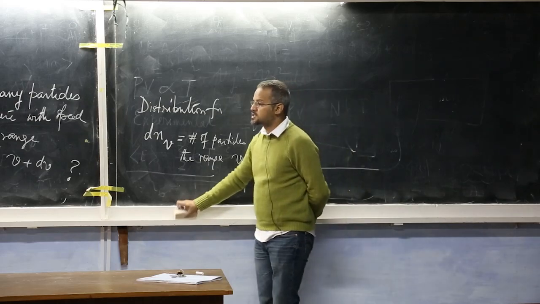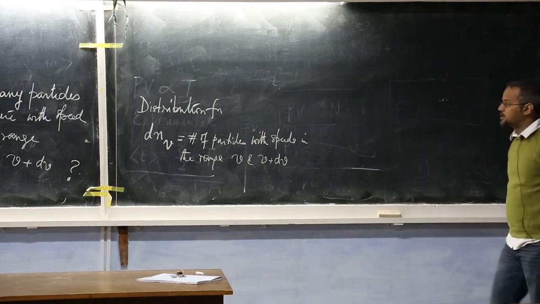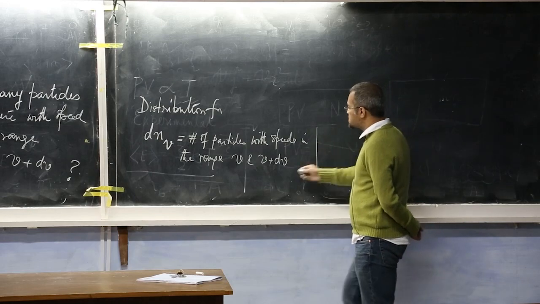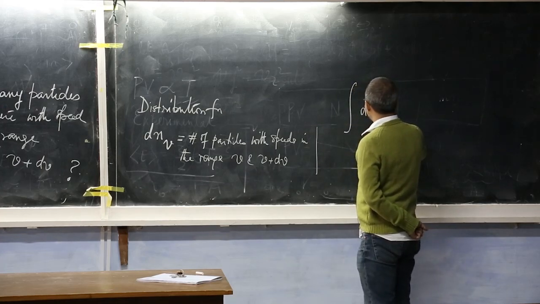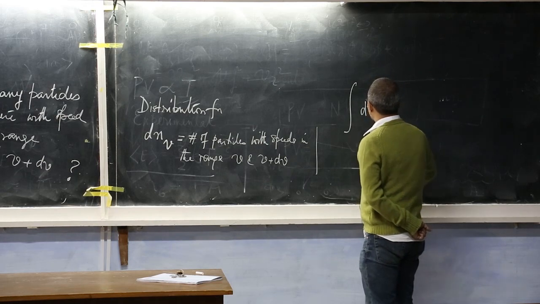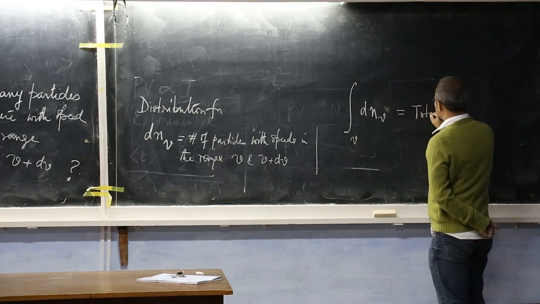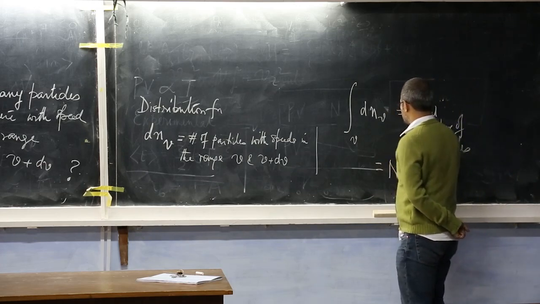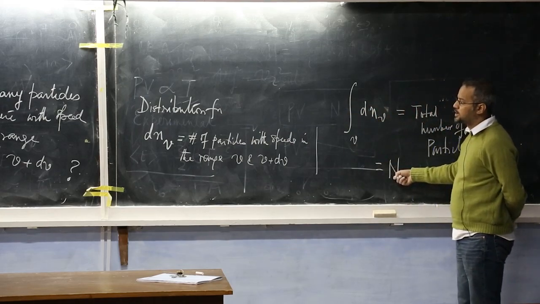Infinity, because we are still not considering relativity, so the speeds could go all the way to infinity. Of course, you don't expect any particle to have that speed, but mathematically you can think of it as a very high speed. So since this is the number of particles in this speed range, you should expect that the integral of dv dnv for all velocities should be equal to the total number of particles, which equals n. So one restriction on the distribution function is that this integral has to be the total number.